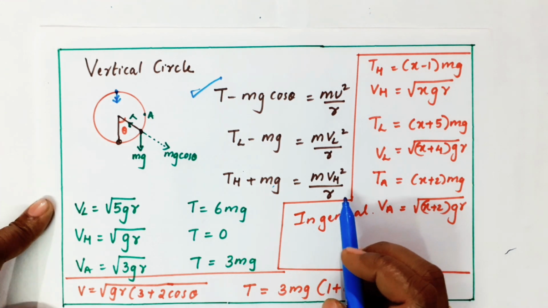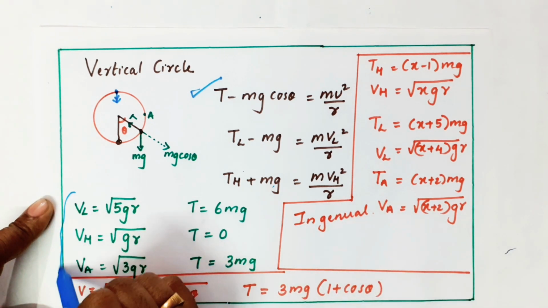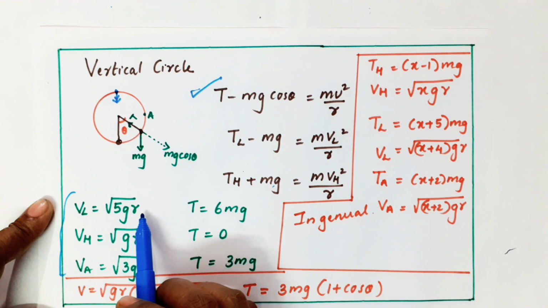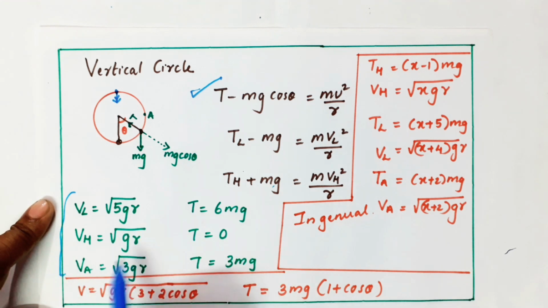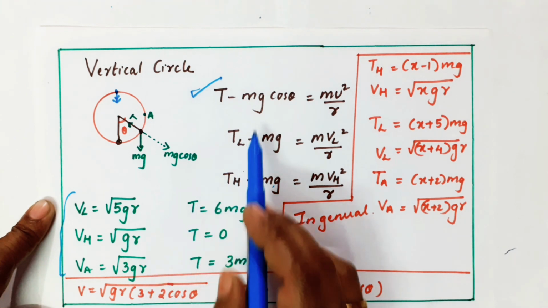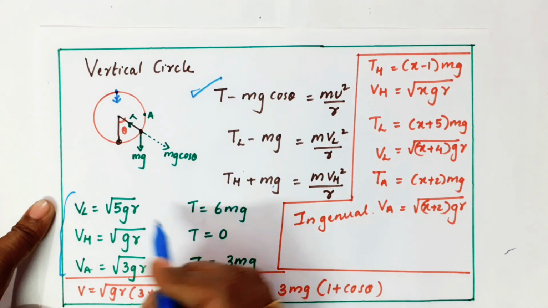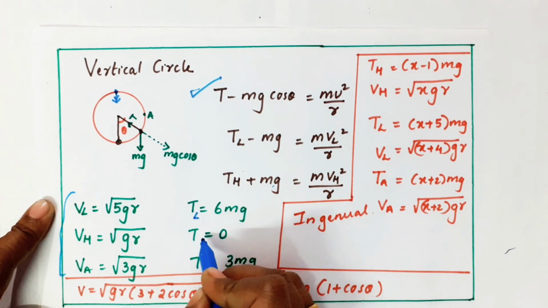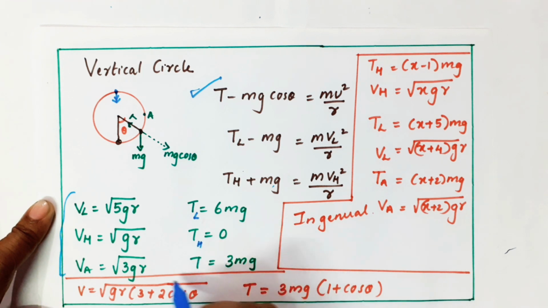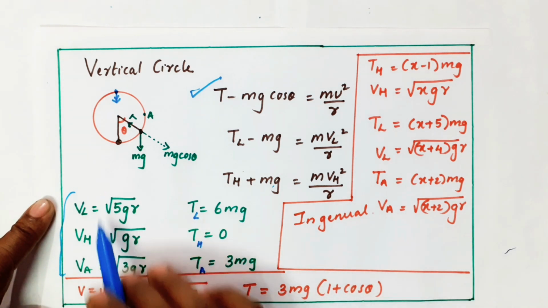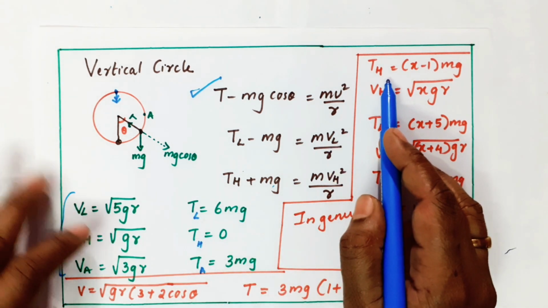If you substitute this, you remember this formula. The lowest point velocity is root 5 gr, the highest point is root gr, and the horizontal point is root 3 gr. If you calculate the tension at these points, tension at the lowest point is 6 mg, tension at the highest point is 0, and tension at the horizontal point comes as 3 mg. By comparing this, I made a formula like this.